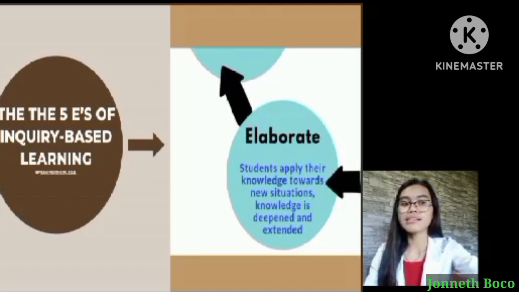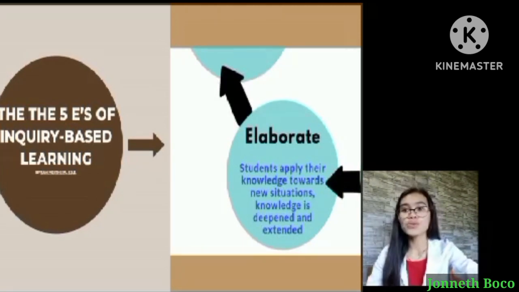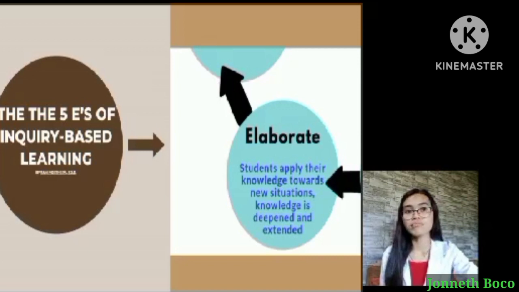Fourth E is Elaborate. Students apply their knowledge towards new situations. Knowledge is deepened and extended. So students conduct additional activities to apply learning to new situations. For examples, debates, passion-based learning, lab experiments, science today, and careers.